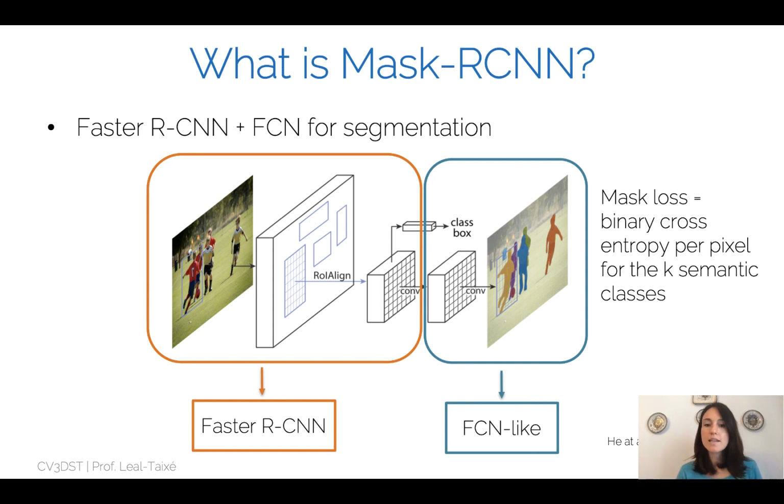Now, of course, the idea is that the whole instance problem has already been solved by Faster R-CNN. Faster R-CNN already gives us this separation between objects, and therefore the mask head can focus entirely on finding out the semantic class of this instance.